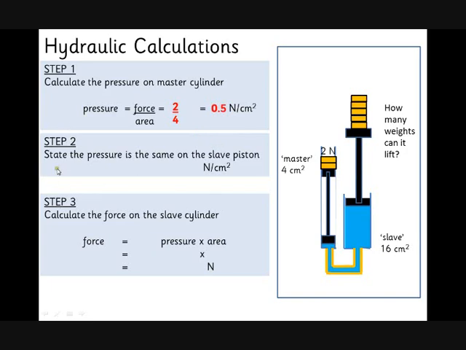The second step of this calculation is always to state the pressure. There's a little clue for you, an exam technique here. State the pressure means don't work it out, don't do any calculations. The point is the pressure is transmitted, so if it's 0.5 at that end, it'll be 0.5 at the other end. Okay, final step is to work out the force on this side. Well, to work out the force on this side, we do the pressure, which we've just got, 0.5, times the area, 16. 0.5 times 16 is 8. So we've only put 2 newtons in, but we've got 8 newtons out.